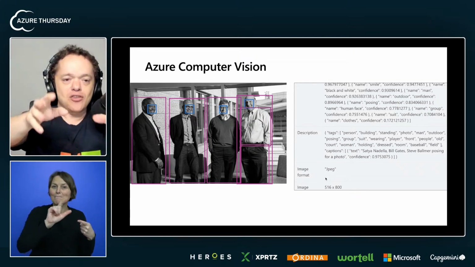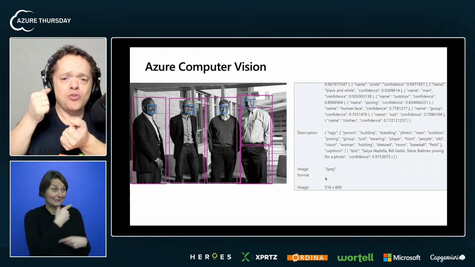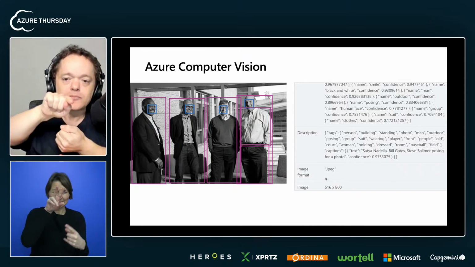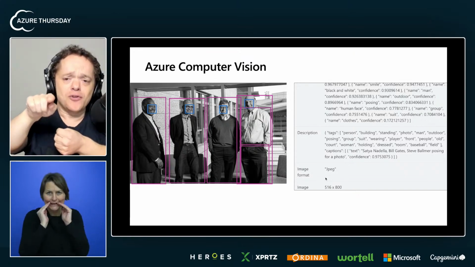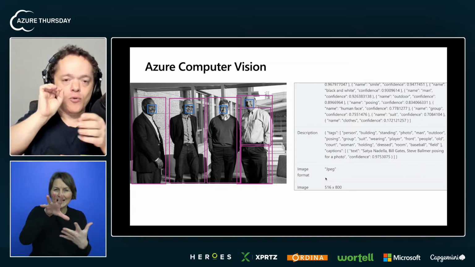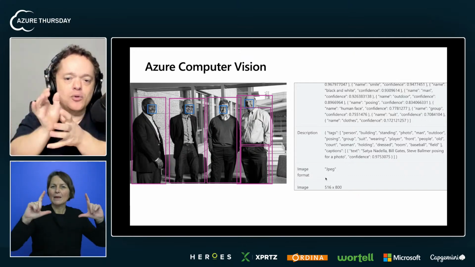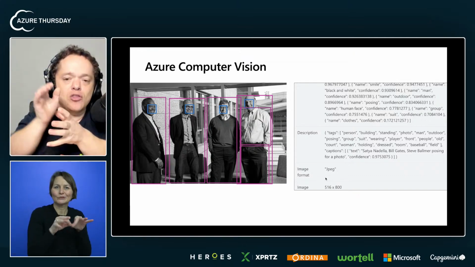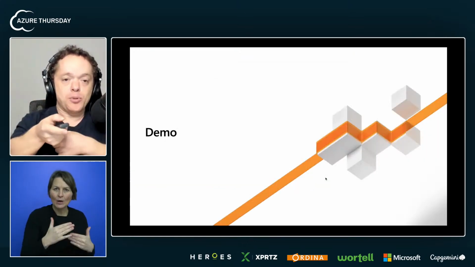And you can see there, it's scanning them, it's seeing how old they are, if they're happy or sad, but most importantly, it's giving a caption. Satya Nadella, Bill Gates, Steve Ballmer posing for a photo, confidence 97%. Captioning and alt image for visual impairment is the most important and most difficult thing that people battle with. And it's baked into a lot of our systems, but it's also in Azure Computer Vision.